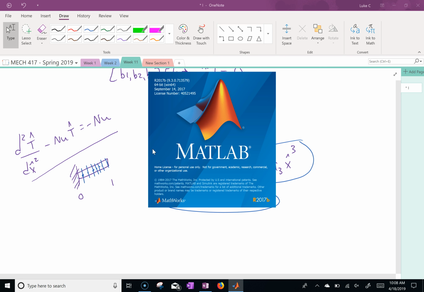So go ahead, start a new script, do clear all, close all, clc, and then we're going to define X, Nusselt number, and we'll do some fun stuff. FEM stuff. And an element.